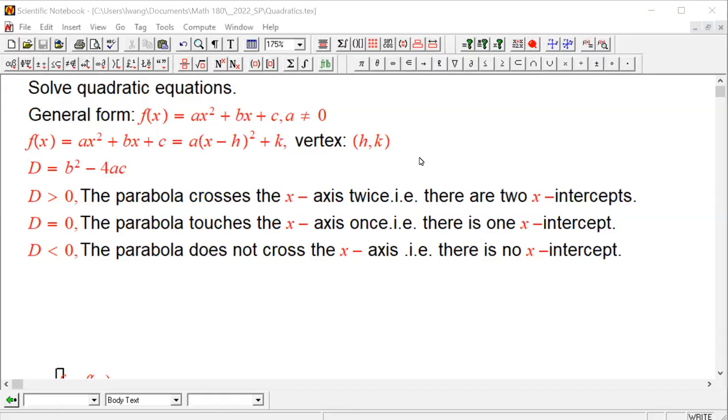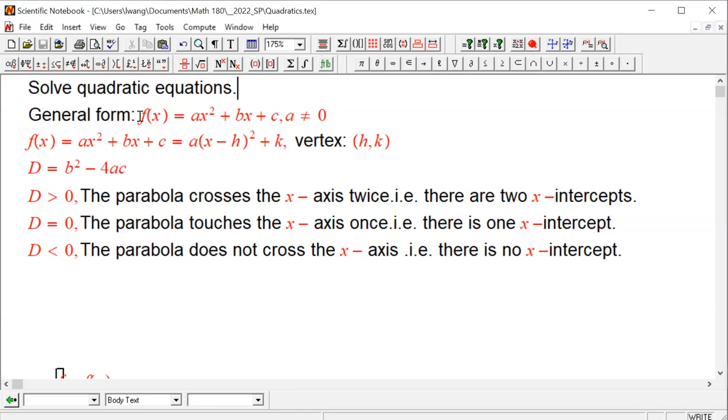Hello. In this lesson, we're going to talk about solving quadratic equations. Before we solve quadratic equations, we like to review quadratic functions, right? So what are quadratic functions?